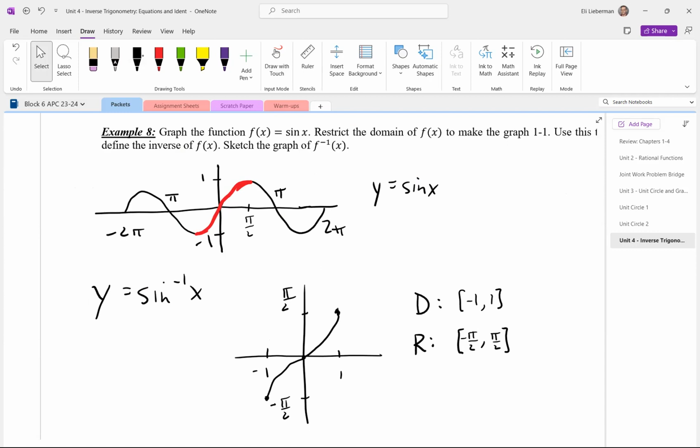So let's think about the output. The output, we're going from -pi/2 to pi/2. You can discuss with your partners, which quadrants does that correspond to on the unit circle?